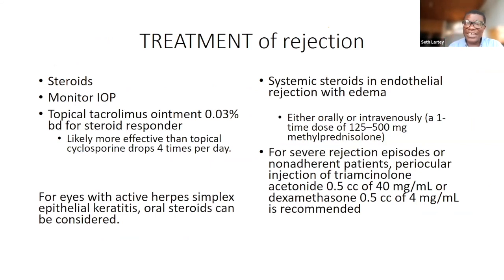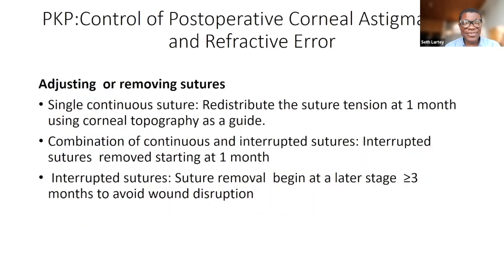If it's aggressive, serious, you can give oral or IV steroids. Must be aggressive, right? If the patient has active hepatic keratitis, then you want to replace topical with oral steroids. The key is to be aggressive, as you want to arrest the rejection. Now, post-op management of astigmatism: the sutures that we place cause a considerable amount of astigmatism, and that has to be managed actively.